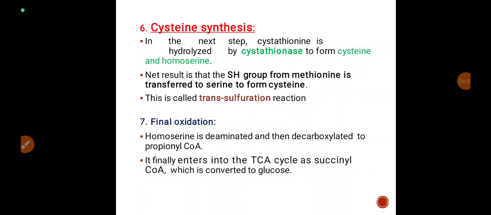Final oxidation. Homoserine is deaminated and then decarboxylated to propionyl CoA. This finally enters into the TCA cycle, tricarboxylic acid cycle, as succinyl CoA, which is converted to glucose through gluconeogenesis.